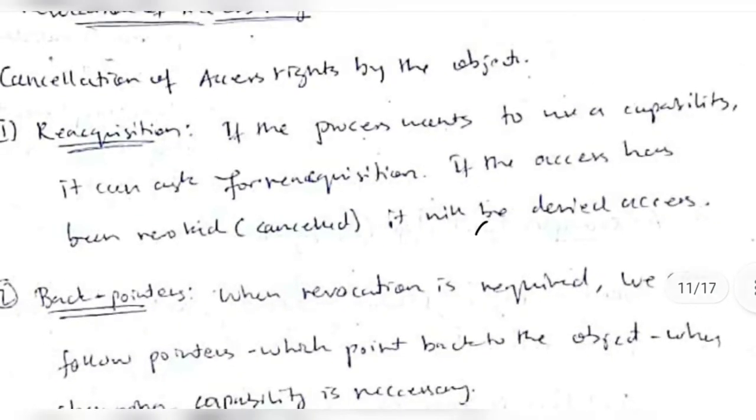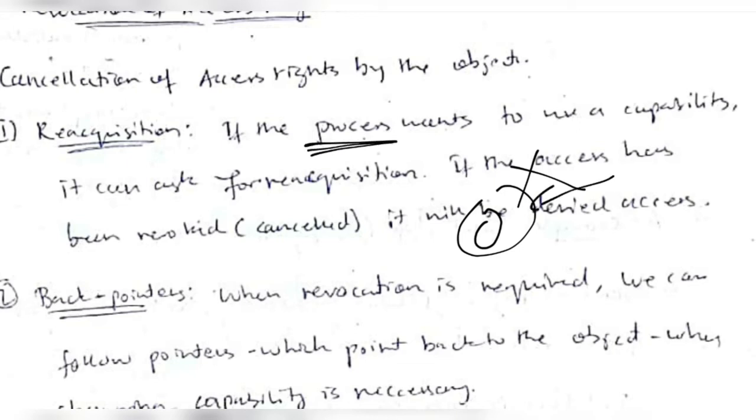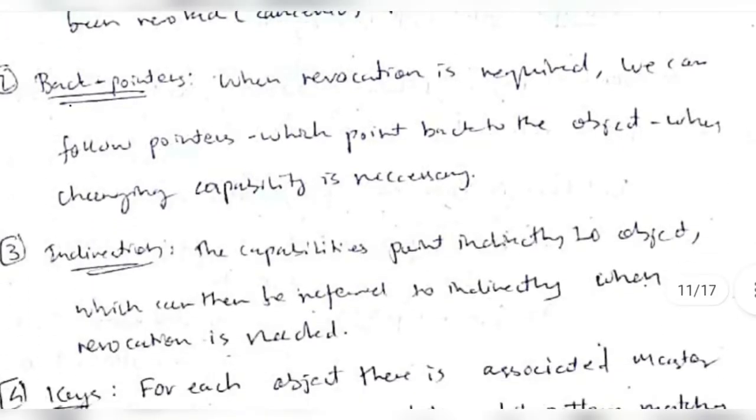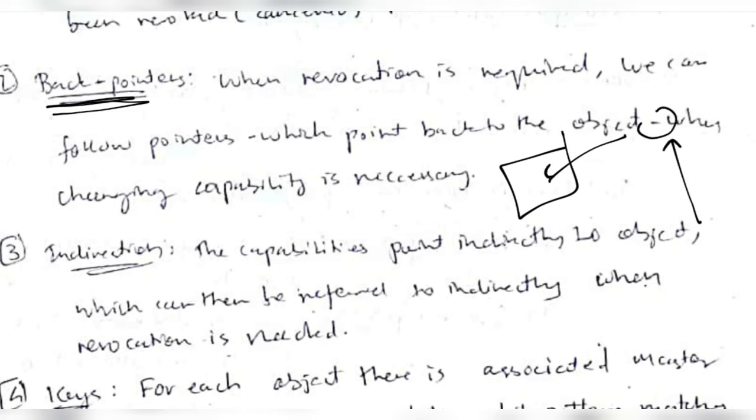Reacquisition means that once an object has cancelled the right, if a process asks for the access right afterwards, then that is known as reacquisition. The second one is back pointers. In back pointers there are many objects which will have pointers to them. By using these pointers we can see if the access right has been cancelled or is still remaining. If it is remaining, the pointer will be pointing, else it will not be pointing.